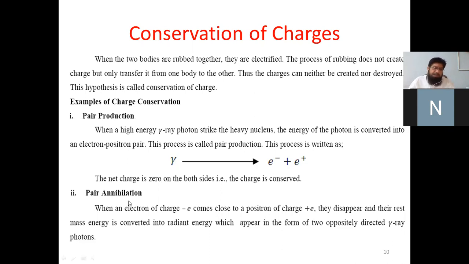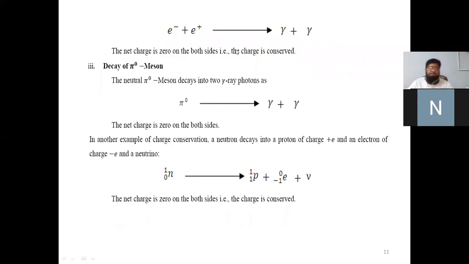Similarly, in pair annihilation, the electron and positron can combine together again in the form of a gamma ray, in the form of a photon. So this is known as the conservation of charges. The charges can be conserved from positive to negative and so on. This negative charge can combine with the positive charge to form neutrality, which we call a gamma ray. Here again, the electron is combined with the positron and converted into two gamma rays.